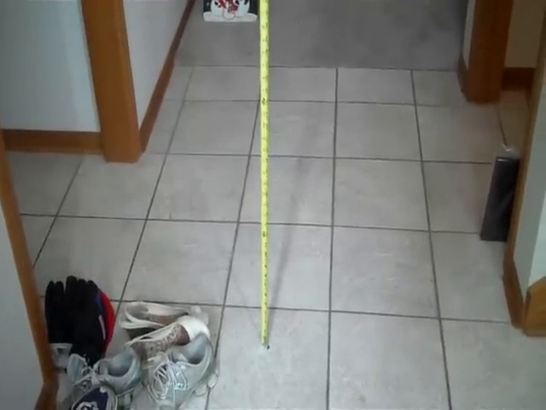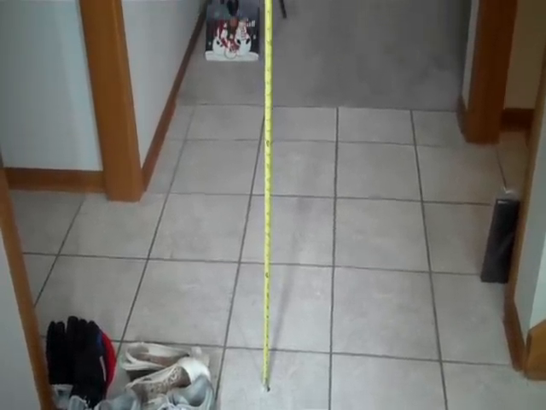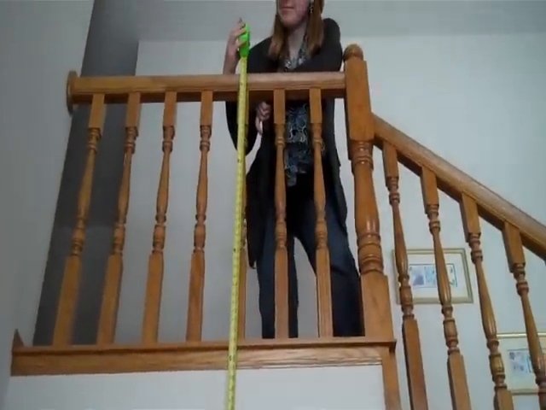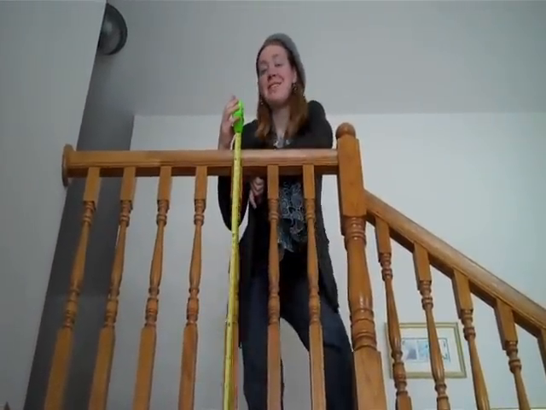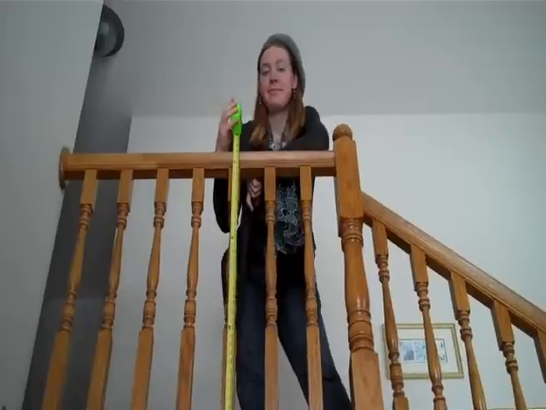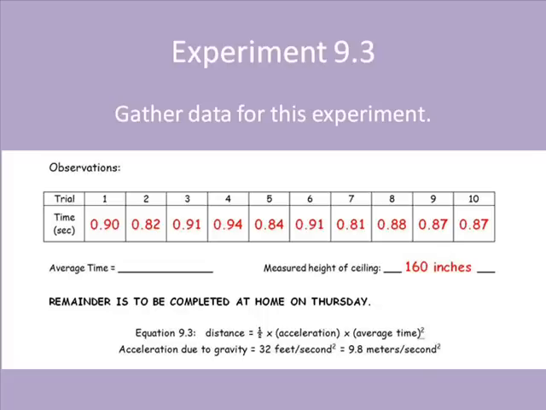Okay, so we dropped the ball 10 times, so we'll get our average for that. And now we are measuring with our tape measure the height of our entryway. And what is it, Lauren? 160 inches. Okay. So you need to record that data again on your lab report there. I've shown it that says the measured height of the ceiling. We were going to do this with the ceiling, but it's fine that we'll just assume that this is the entryway of my house. So that's 160 inches.